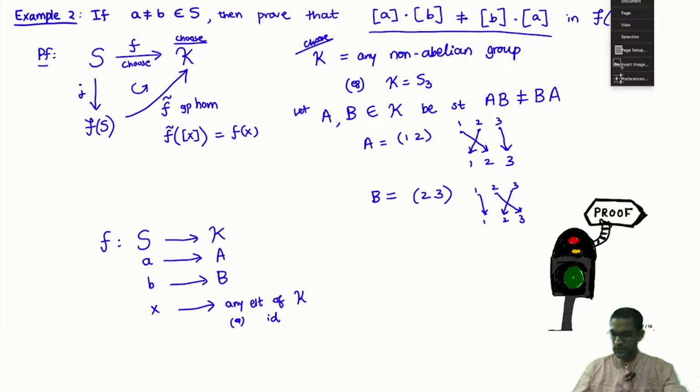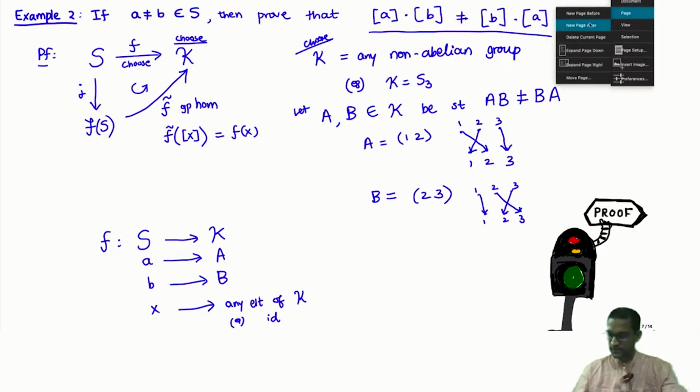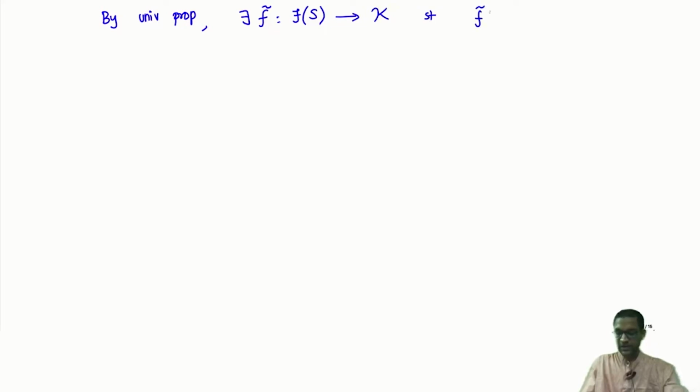Okay, so having done this, let's see, where does that put us? The universal property now says, by the universal property of free groups, we conclude that there is a map f tilde, a group homomorphism from the free group to the group K, satisfying the following property: that f tilde maps the equivalence class of X to whatever f does to X. Now, this is the important property here, it's a group homomorphism.